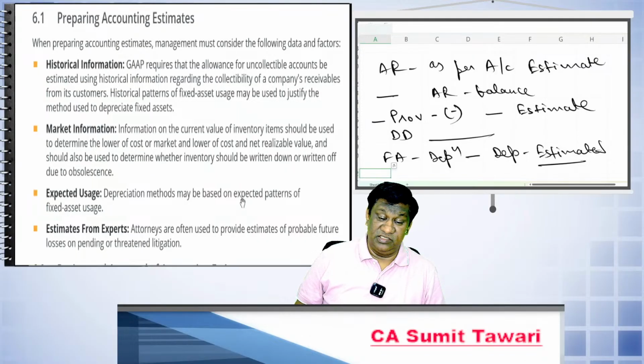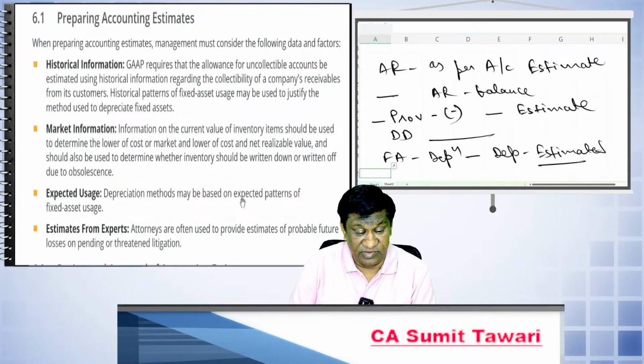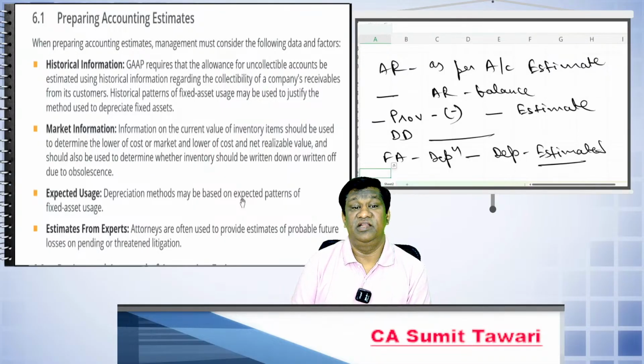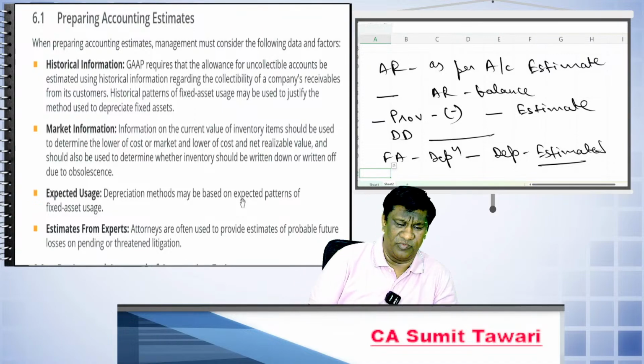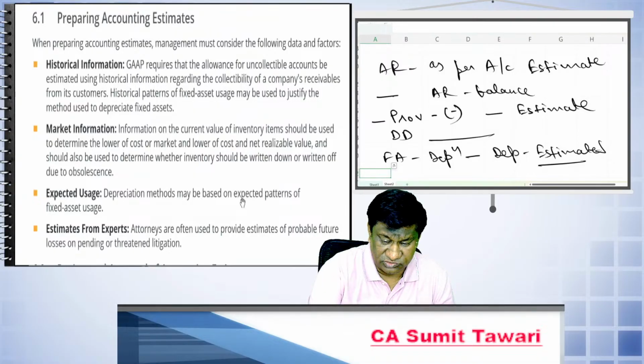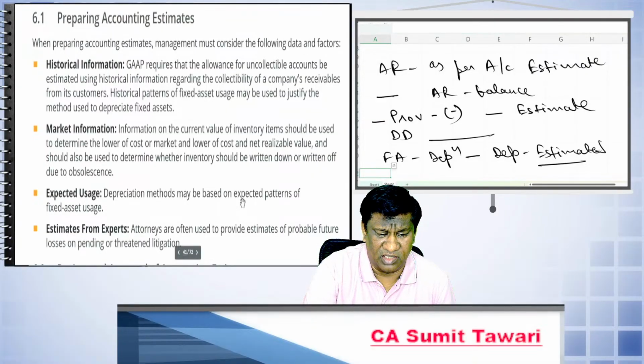Then expected usage, the depreciation method we just discussed. We are not aware of the actual useful life of the asset, so we generally estimate the useful life of the asset, with estimates from experts. Attorneys are used for contingent liability. Generally we need to approach the attorney or the legal advisor, and then they estimate what would be the probable outcome of the particular liability or litigation. So this way we need to evaluate and prepare the accounting estimate.